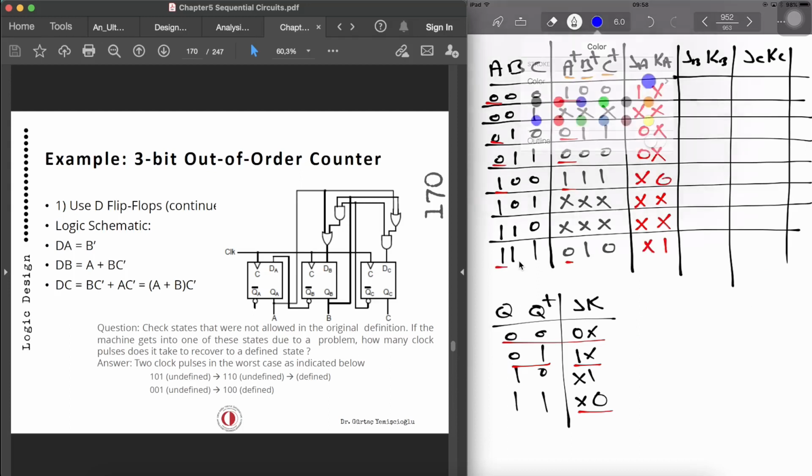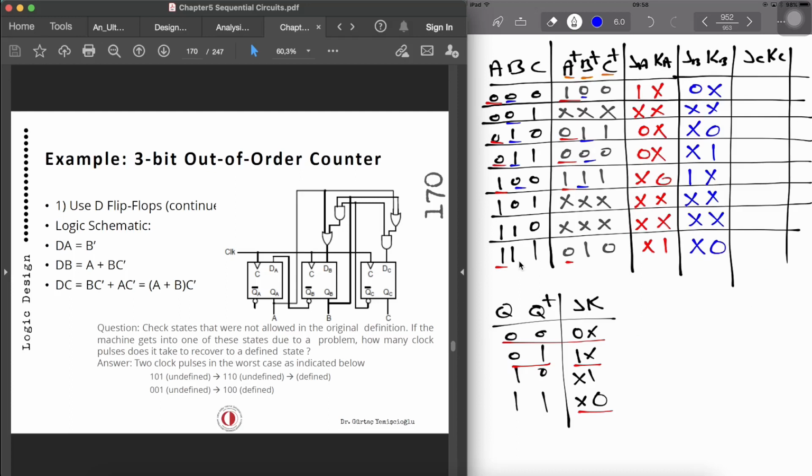Then I repeat for JB. 0, 0, it's 0x. These are don't cares. Then 1, 1 is x0. 1, 0 is x1. And 0, 1 is 1x. And 1, 1 is also x0. And we have got the JB from here.